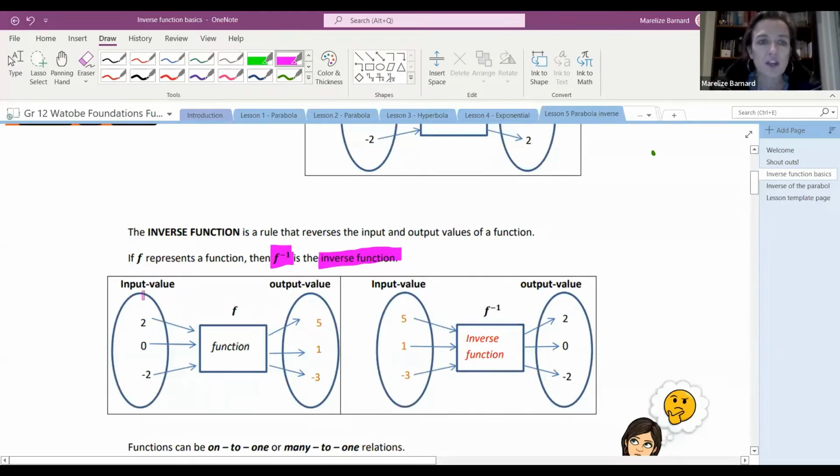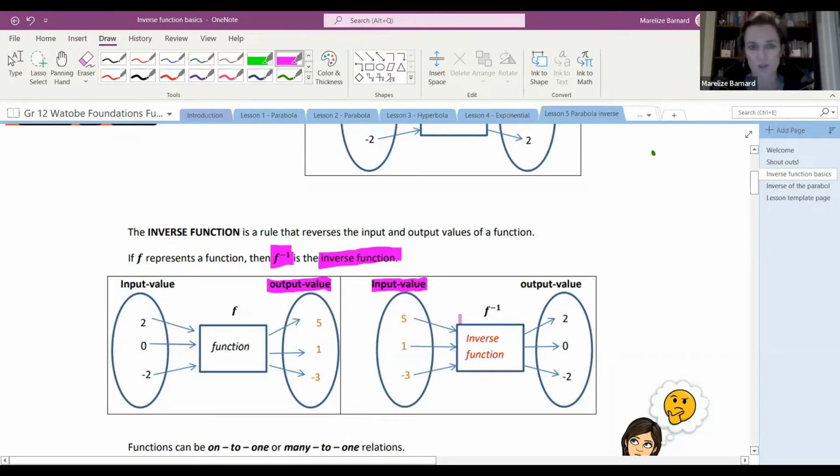So if we look at this very simple diagram here where we have input values 2, 0, and minus 2, and then there's a function. Remember, a function is some operation that we do on those input values to get the output values. So the inverse function just basically reverses that. So if you look at the two diagrams, you'll see that my input value used to be my output value. And that's just what the inverse function does.